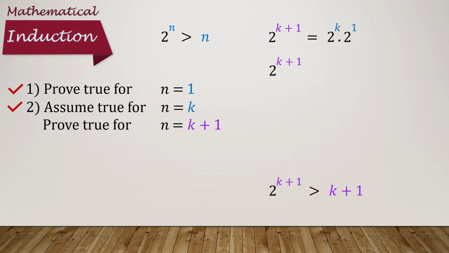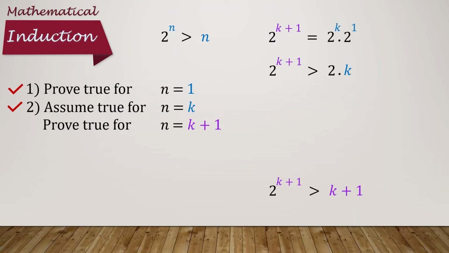So our next step is, well, 2 to the power of k we assume to be strictly greater than k. So we can substitute that in, times 2. We don't need the power of 1. We could swap those around if you like. Now we still want to get that 2 times k looking like the bottom there, k plus 1. How do we do that?